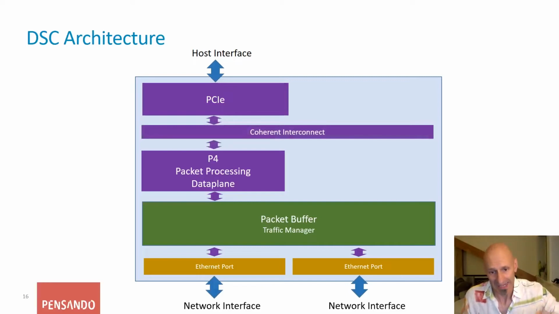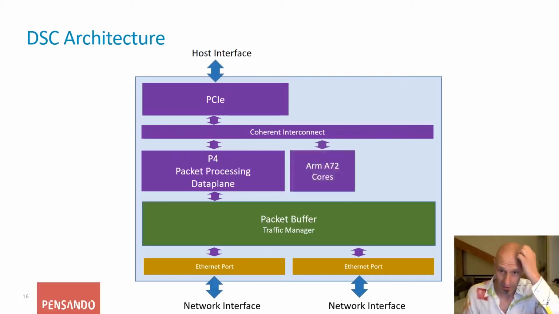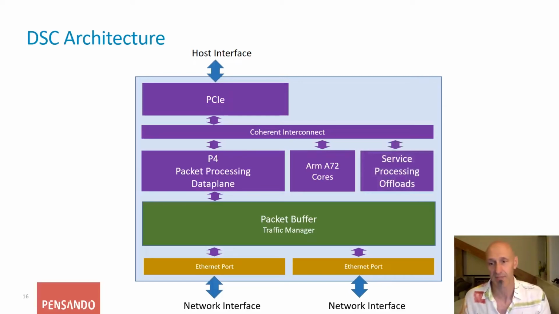Packets can go from the packet buffer through those pipelines to be processed, and then be either sent back to the packet buffer and out of the Ethernet interfaces, or go through the PCIe interface to the host, and vice versa. Or for some of the packets, we can use ARM cores. In our current chips, we use A72 ARM cores. And finally, we have a number of service processing offloads, which are fixed function ASICs that we can use for functionalities that are particularly resource intensive.